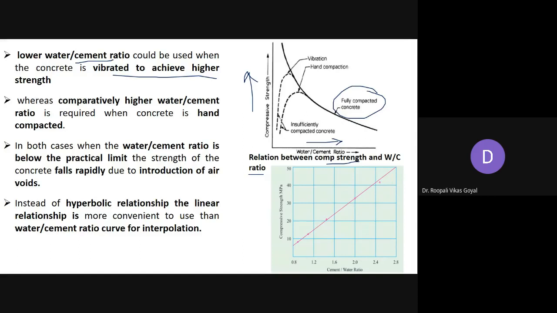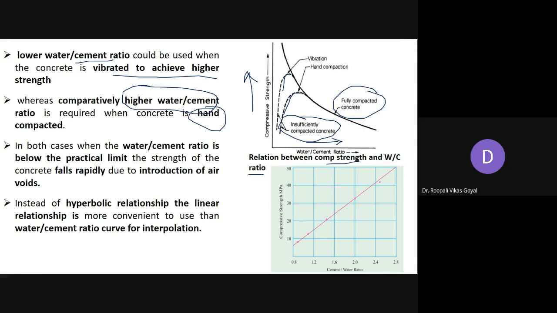So you can say that a lower water cement ratio can be used when you have concrete which is vibrated or fully compacted. And here also, for insufficiently compacted concrete, either we are using vibration or we are using hand compaction. So for hand compacted concrete, a comparatively higher water cement ratio can be chosen. So here you can see that when you are using insufficiently compacted concrete, then you have to go for a higher water cement ratio.